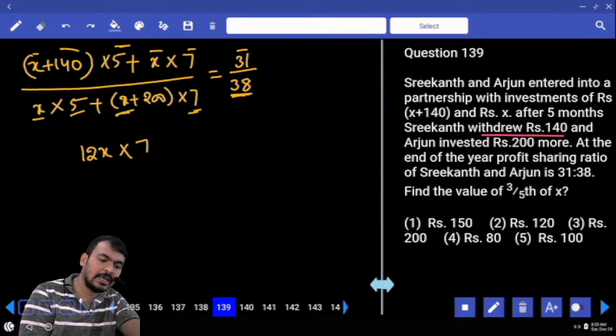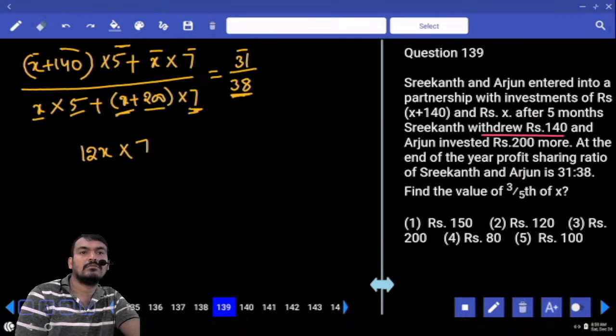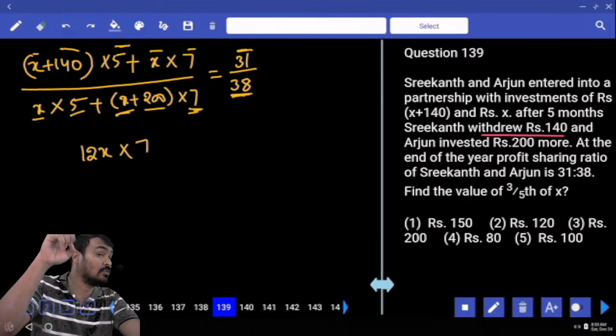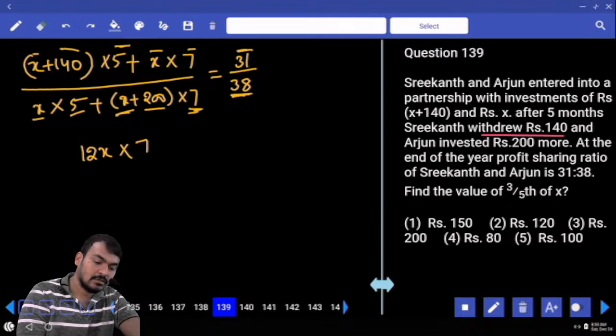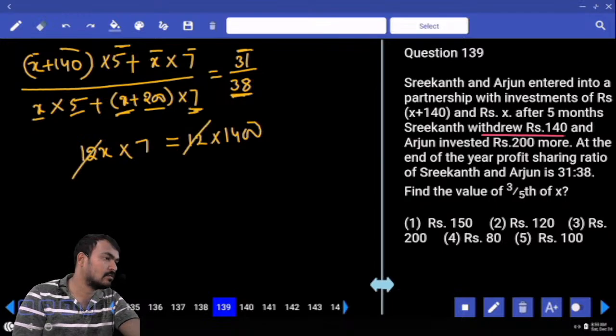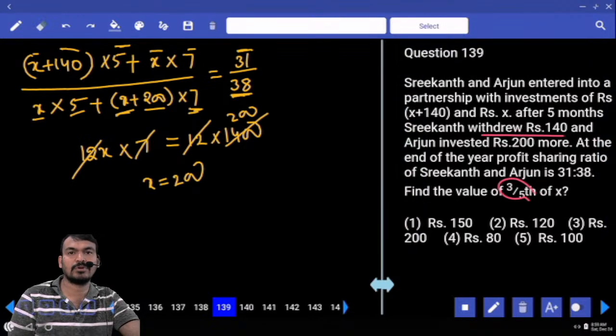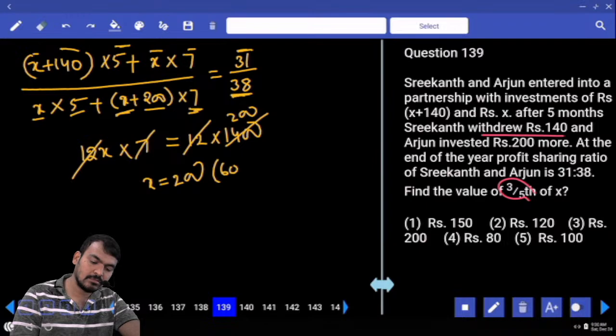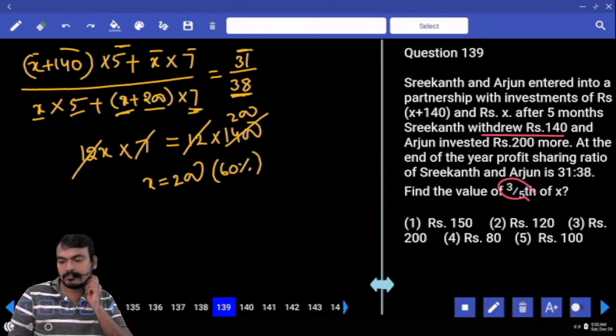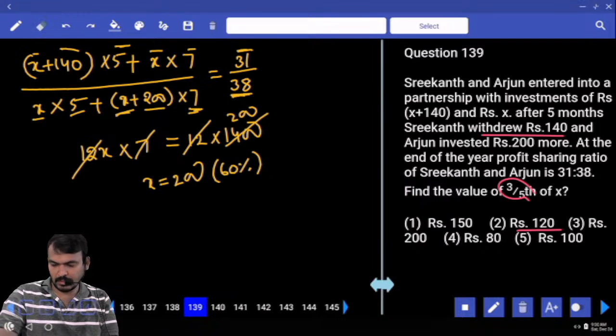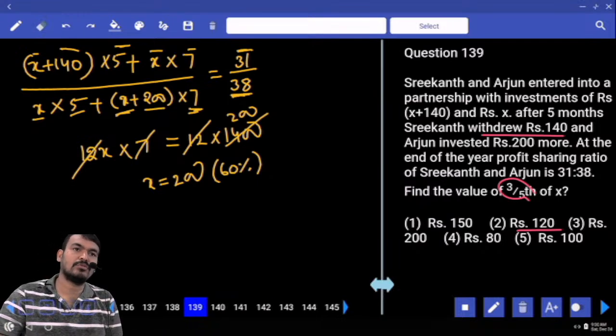Yes or no? Next, another one, 7 into 200 is 1400, into 31. 1400 into 31, 1400 into 19. The difference is 12 into 1400, or not? Yes or no? Both 12 cancel, or not? 7x equals 1400. 7 how many times? 200 times. X is 200, or not? In this one, 3/5 value means 60%, or not? What is 60% of 200? 120, or not? Or verify the 3 multiple, but 2 options are not 3 multiples.